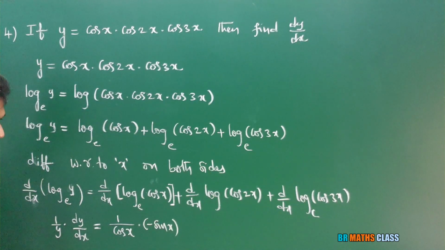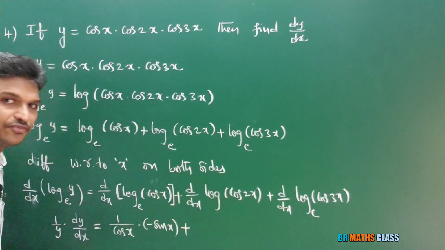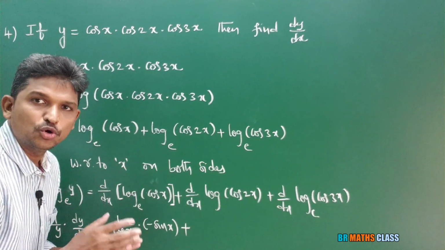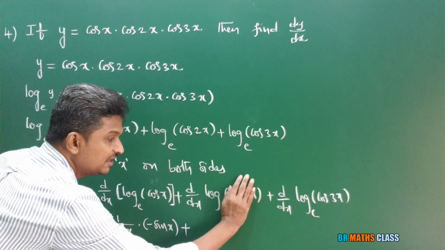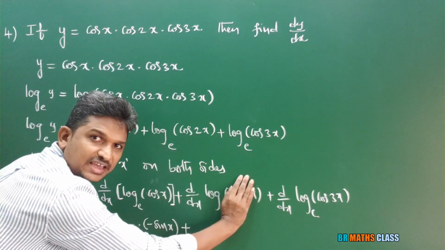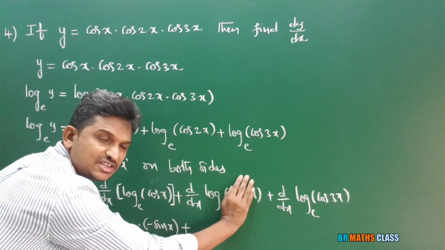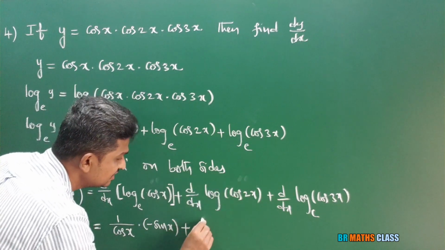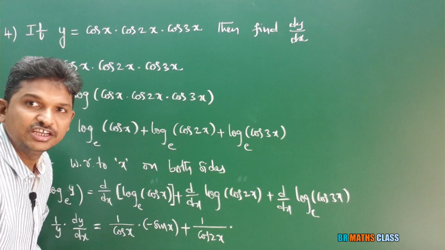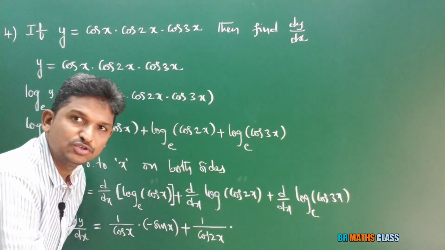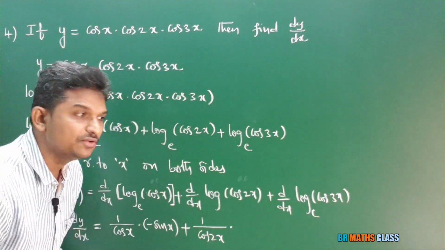I hope you are understanding. Plus, now I need to differentiate this. See, it's very easy. Only chain rule differentiation you need to know. That's it. Here what I'll do, I'll imagine this as x. Then it looks like log x. Derivative of log x is 1 by x. So this is 1 by cos 2x into which one you imagined as x, you need to differentiate it. You learned this in chain rule differentiation.